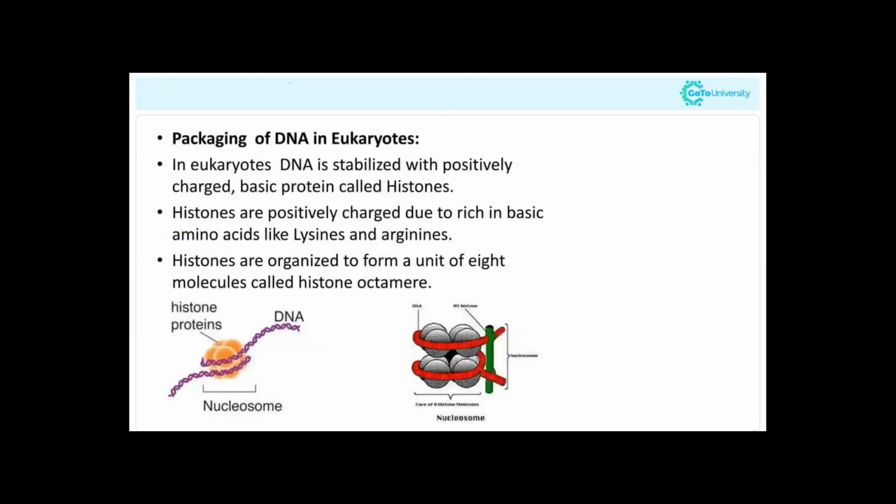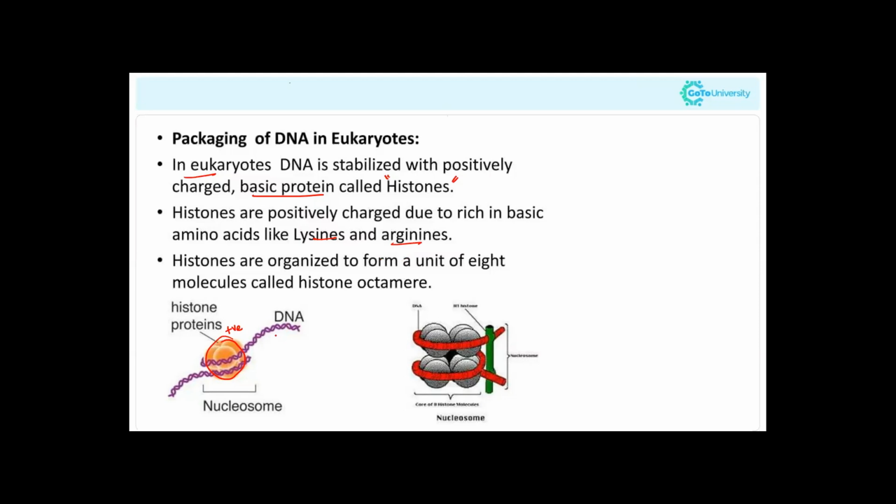Now we are moving to the packaging of DNA in eukaryotes. In eukaryotes, the DNA is stabilized with positively charged basic proteins called histones. In this diagram, you can see that the DNA is coiled around the histone proteins. The histones are positively charged because they are rich in basic amino acids like lysine and arginine. So this is a question: why are histones positively charged? Because they are proteins, and proteins consist of amino acids, and they have the basic amino acids lysine and arginine, which have the positive charge.